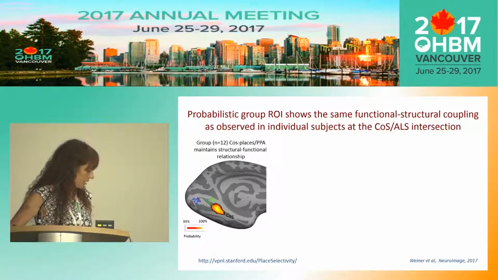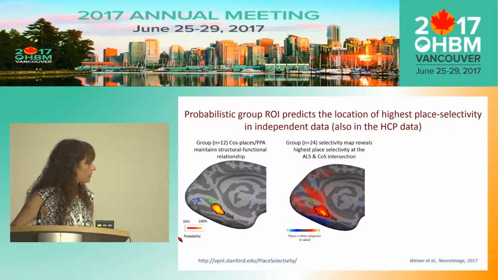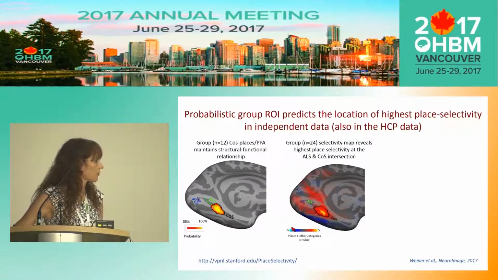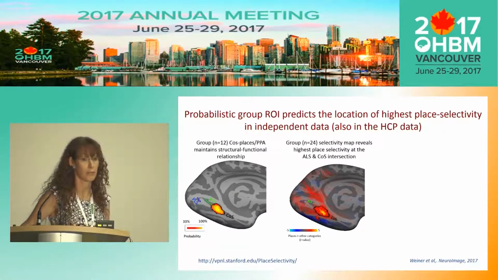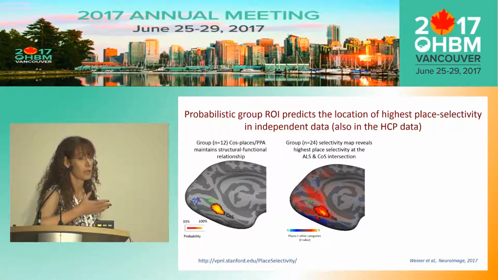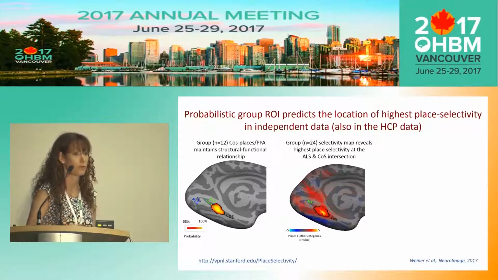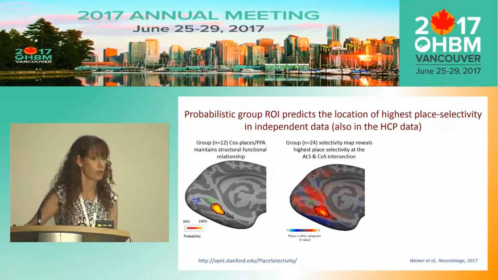If you also look at the location of our probabilistic ROI, shown here in the contour, compared to an unthresholded map of place selectivity using 24 other subjects, you can see that the locus of highest place selectivity within the ventral stream is within our probabilistic ROI. And this result was replicated with 2 additional independent data sets, one from Nasr et al. and one from 247 subjects from the Connectome project.